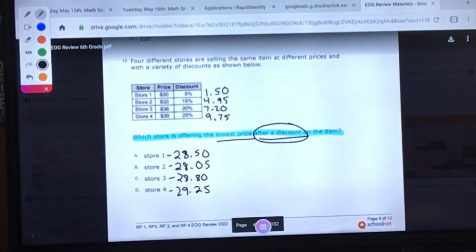So all of us who thought that because it had the biggest discount, it was the correct answer, would have got that one wrong. Because what is the correct answer? B. Because it's the lowest cost. Okay? Questions about that one?